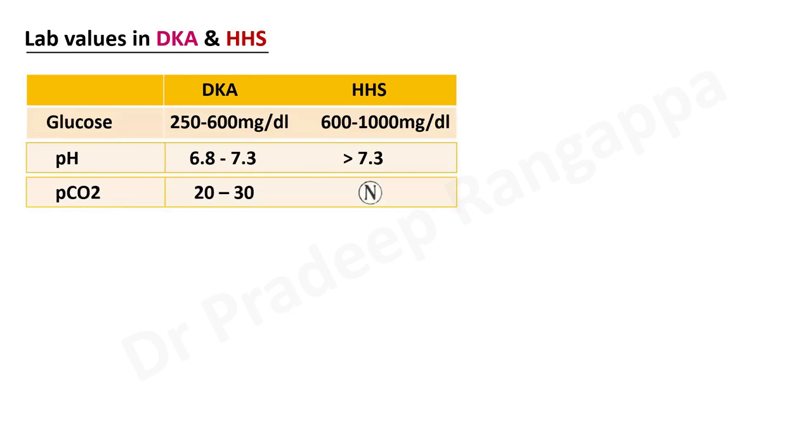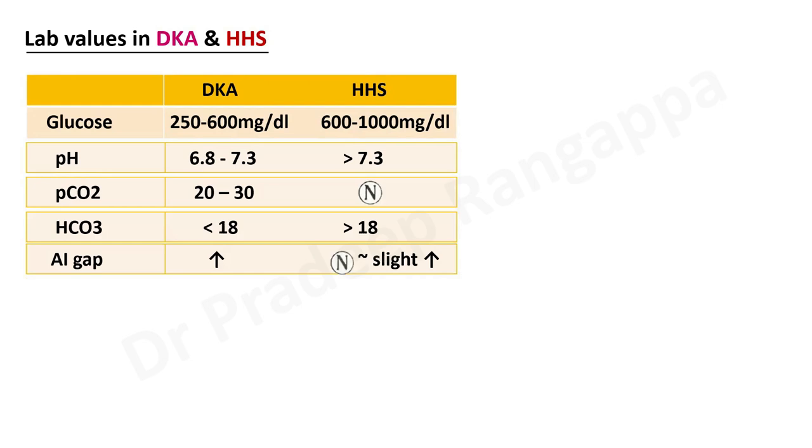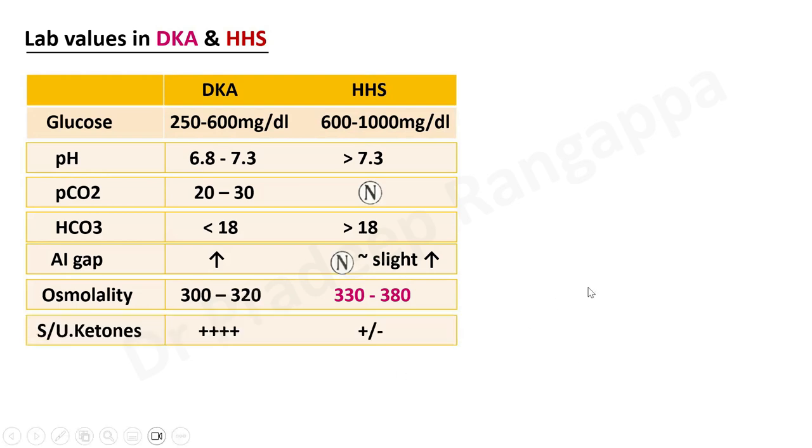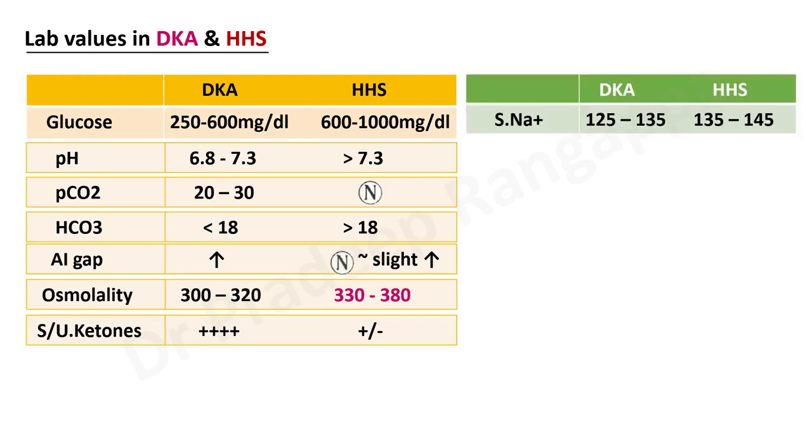DKA patients will be very tachypneic, so your PCO2 may be low because of the severe acidosis that is present. They'll compensate with an increase in the respiratory rate. CO2 will be low, which is not the case in HHS. And as I said, bicarb will be less than 18 in DKA and not so in HHS. Anion gap will be increased in DKA because there are ketones contributing to the anion gap. So anion gap will be high, but in HHS it will be normal or slightly increased. Osmolality will be high, but not as high as in HHS. As you see, in HHS osmolality is much higher. And the key differentiating factor is the serum ketones or urine ketones, which are grossly positive in DKA and which is not the case in HHS.